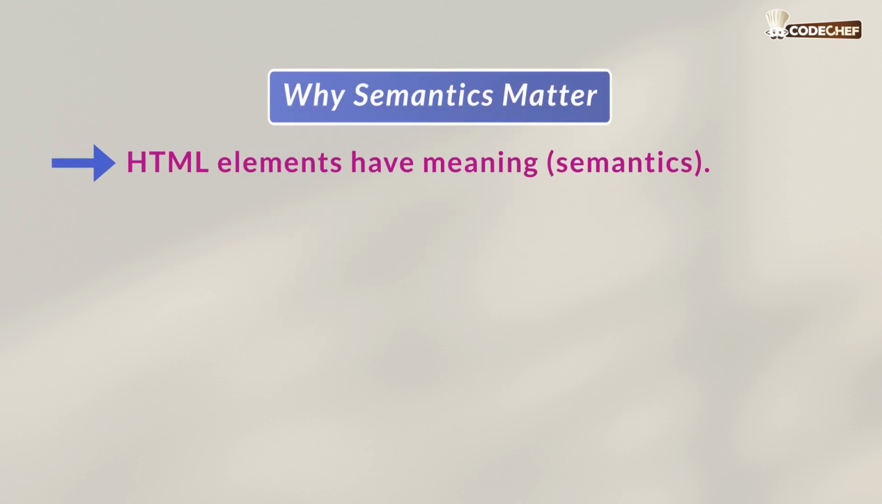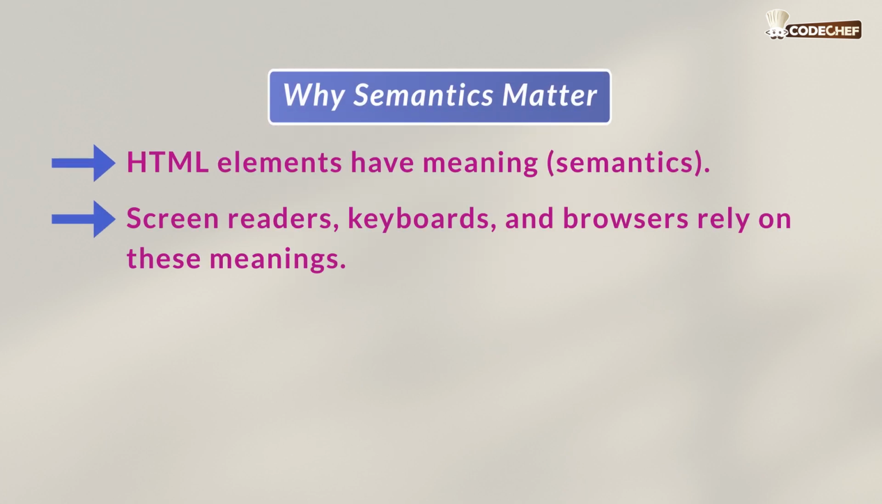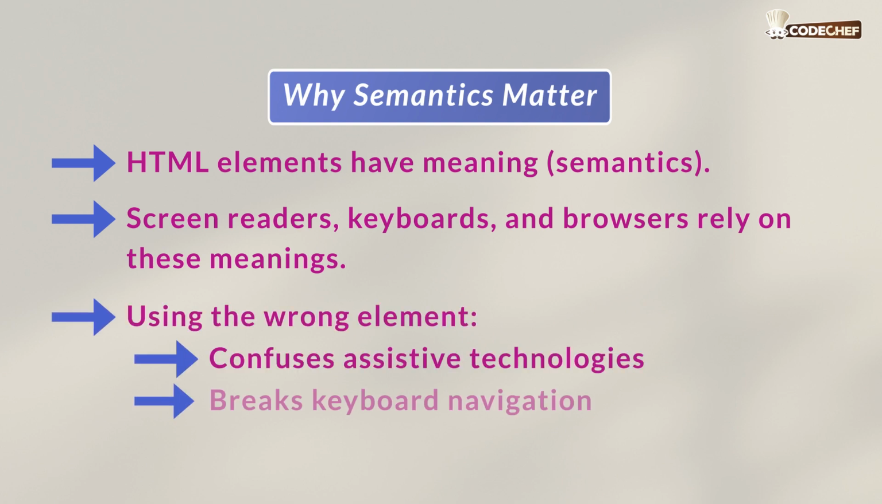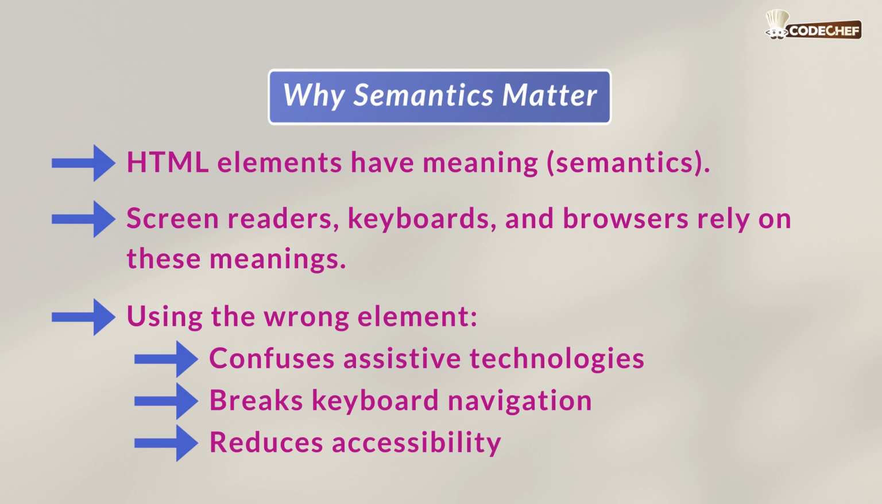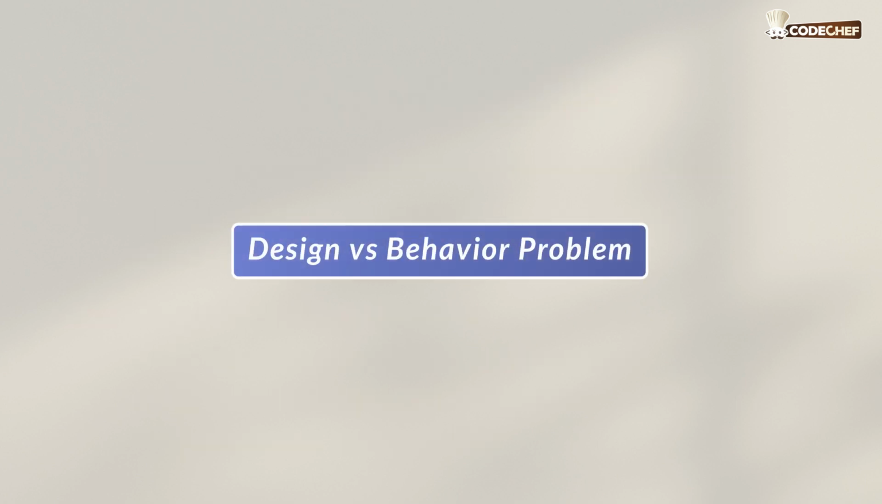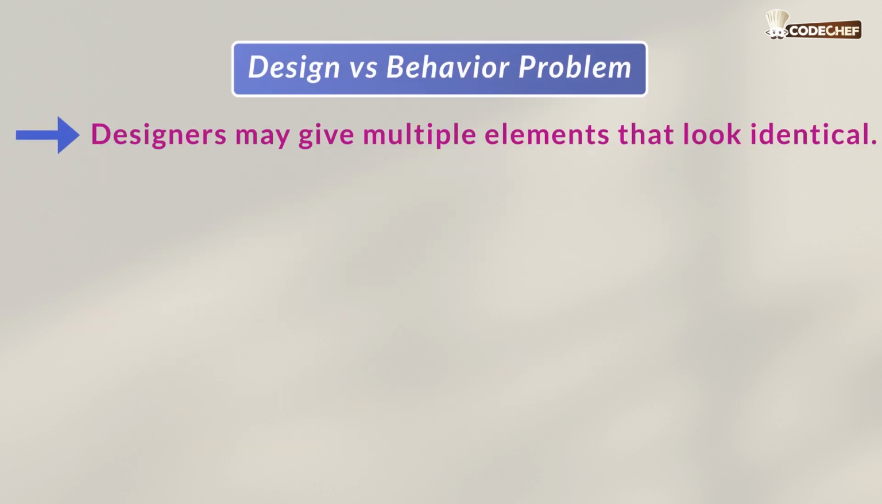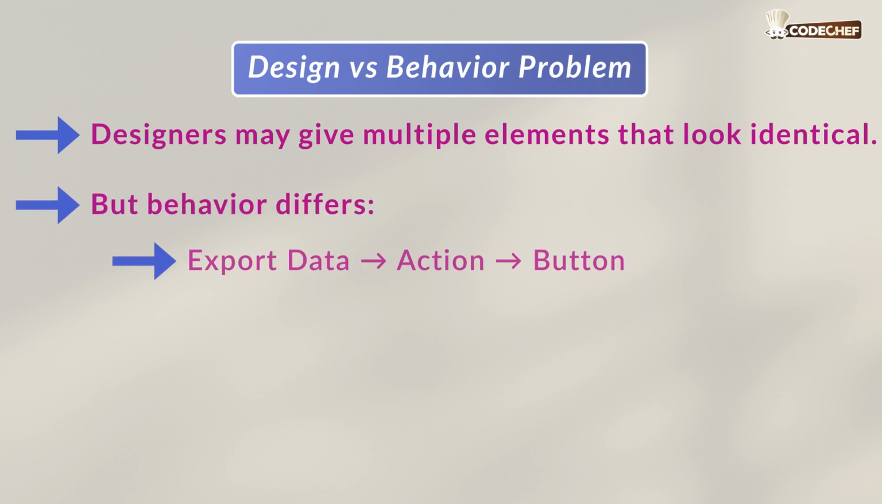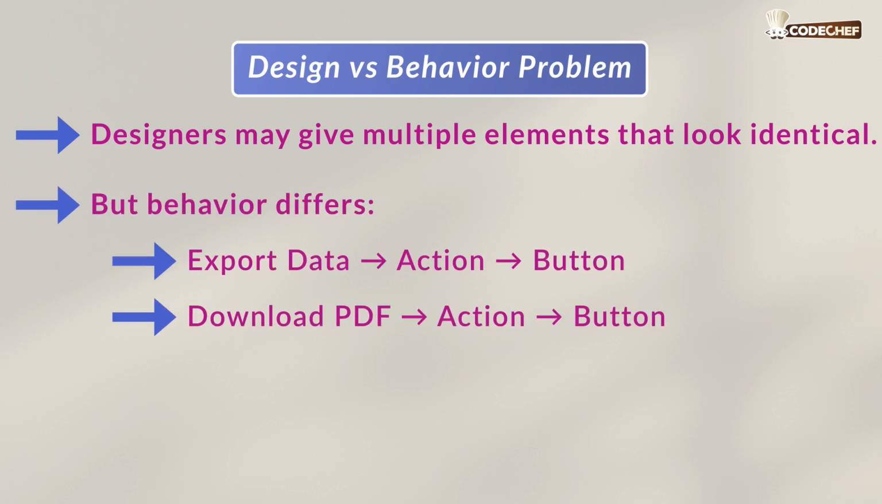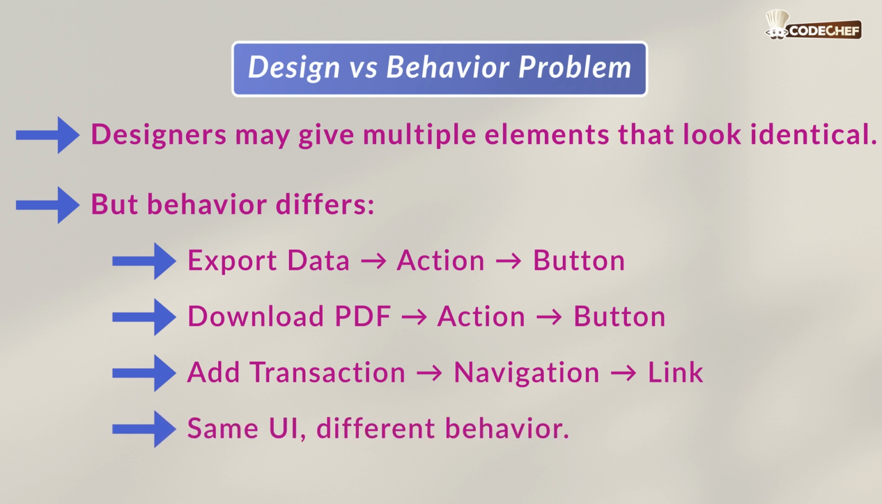HTML elements have built-in meaning called semantics. Screen readers and keyboards depend on these semantics. Using the wrong tag can confuse users or break keyboard navigation. Correct tags give us accessibility and browser behavior for free. Designers may give multiple elements that look exactly the same, but their behavior is often different. Some perform actions while others navigate. So we should choose elements based on behavior and not appearance.